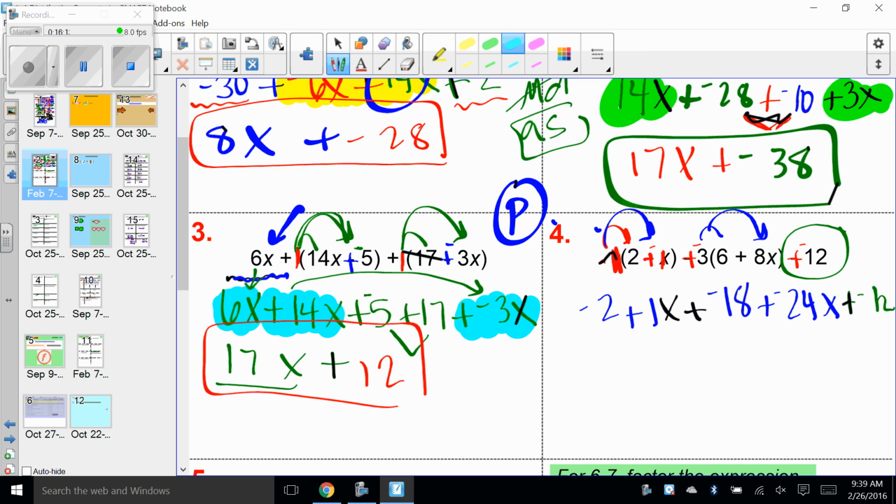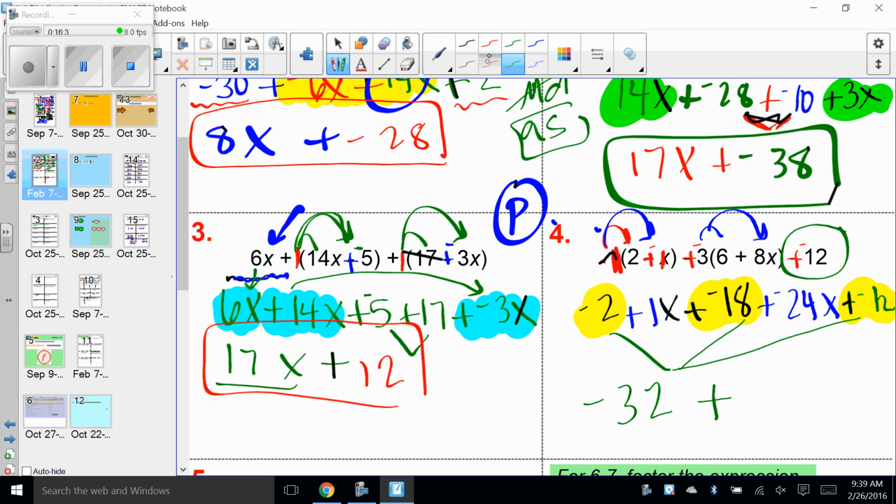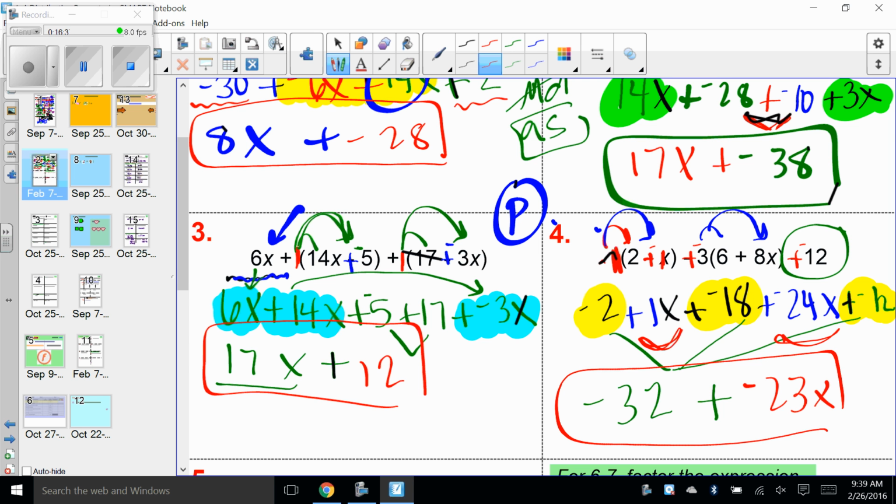Combine like terms. Looking for like terms. Put the numbers together first. Here we have -2, -18, and -12. When I combine those, you can use your calculator on those. -2, -18, and -12 becomes -32. Then finally combining the x's, we have 1x and -24x is -23x. So we have -32 plus -23x.